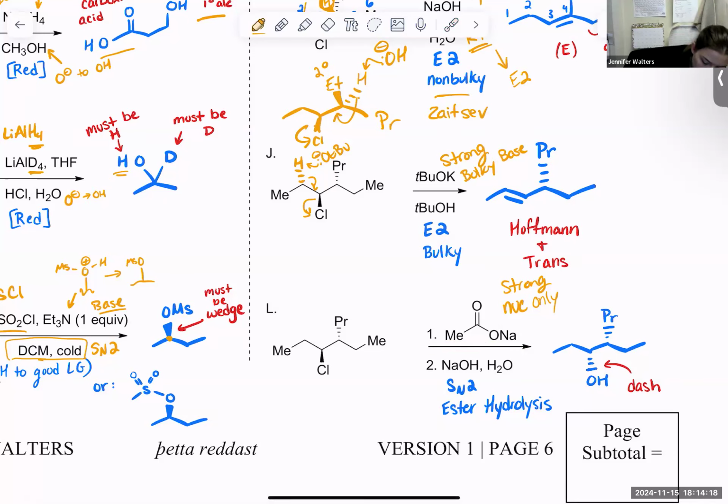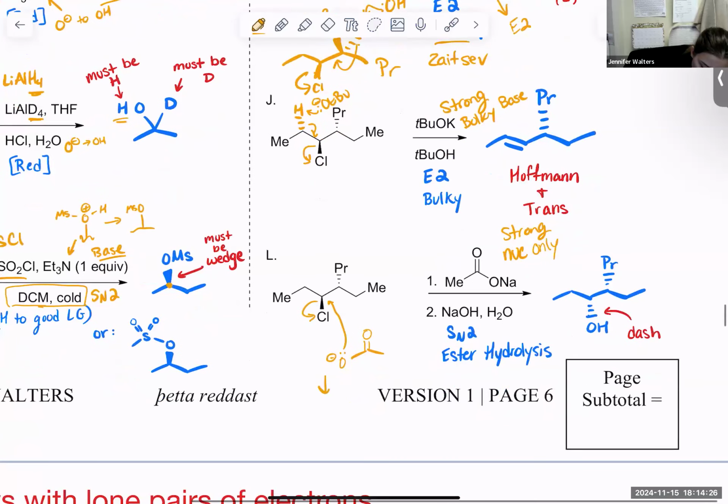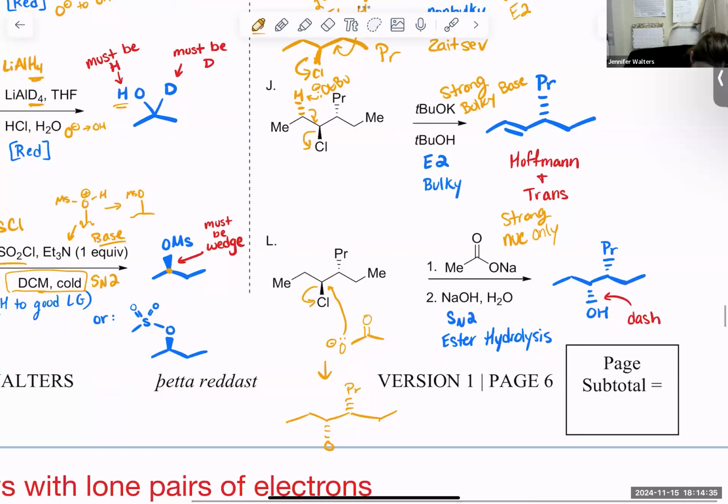So I'm going to do SN2 where my carboxylate comes in, kicks that out. That makes my dashed ester. And then that second step was that ester hydrolysis that broke this apart to give you your alcohol. Now it stays a dash, or sorry, it became a dash because of the first SN2, and it stays a dash because the next step is just deleting that carbonyl. Any questions about L?